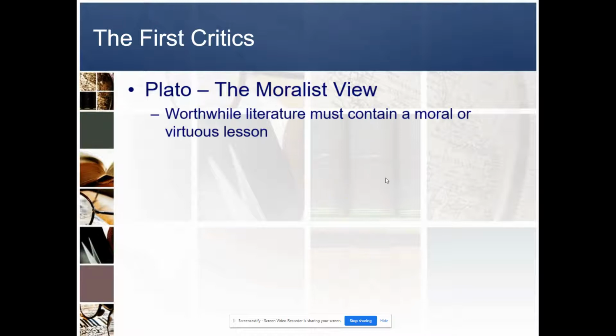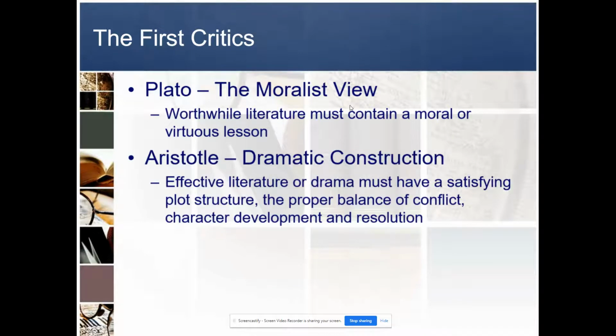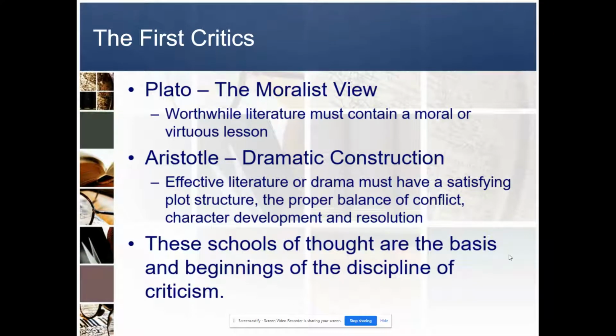But Plato's student, Aristotle, had a different idea of what made a work of literature good. And he said that effective or worthwhile literature or drama comes from it having a well put together plot, the proper balance of conflict and resolution. It has deep, rich character development. And post-Shakespeare, this is kind of where we've gone. So modern literary criticism is based more on the Aristotelian point of view than the Platonic, but you do still see shades of this in the way people will analyze literature and plays. So these were the first, and the basis of all the rest that we're going to be looking at.